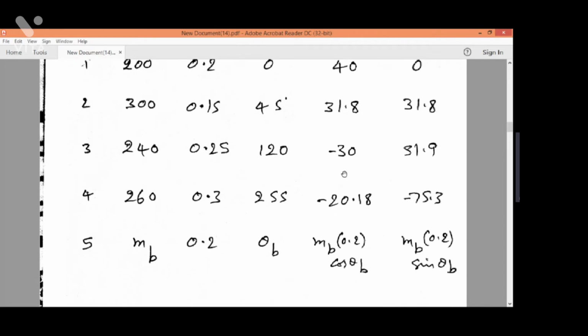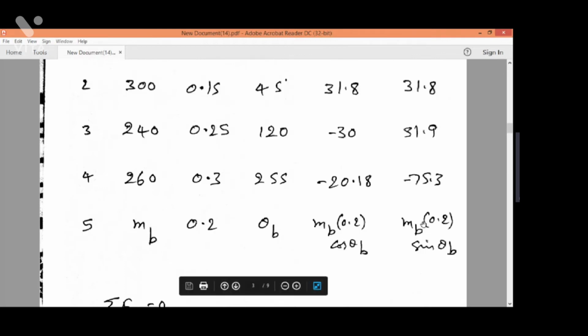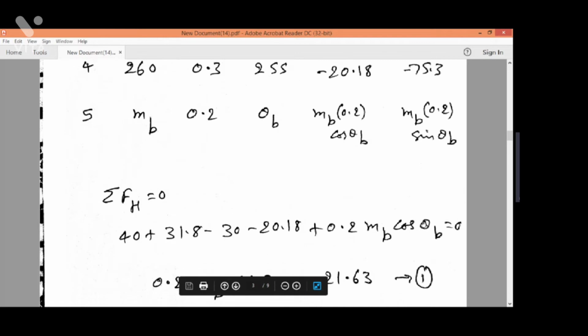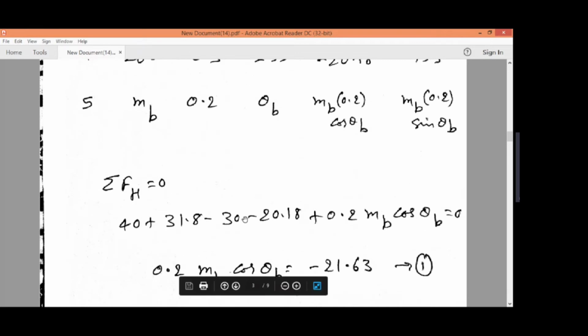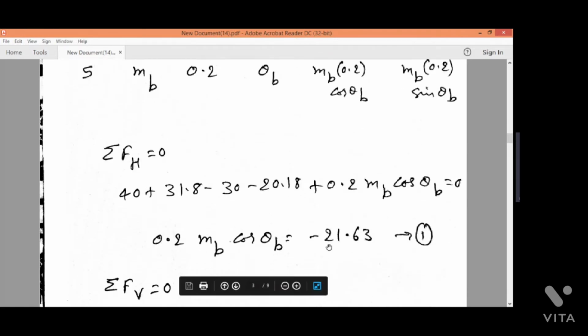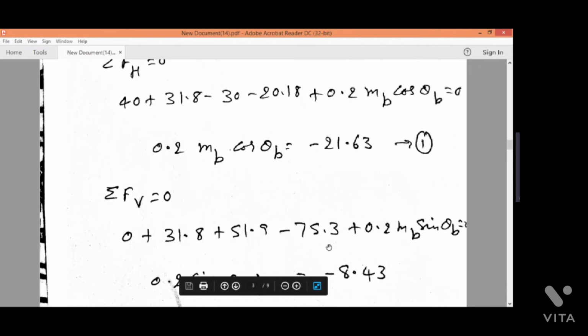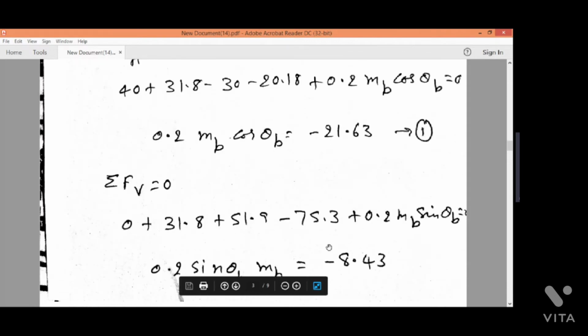Now you have to take the net horizontal component equal to 0. The sum of all these horizontal components should be equal to 0, and the sum of all these vertical components should be equal to 0. So first, the sum of all the horizontal components equal to 0, you will get one equation. The sum of all the vertical components equal to 0, you will get the second equation. Now you have to solve these two equations.